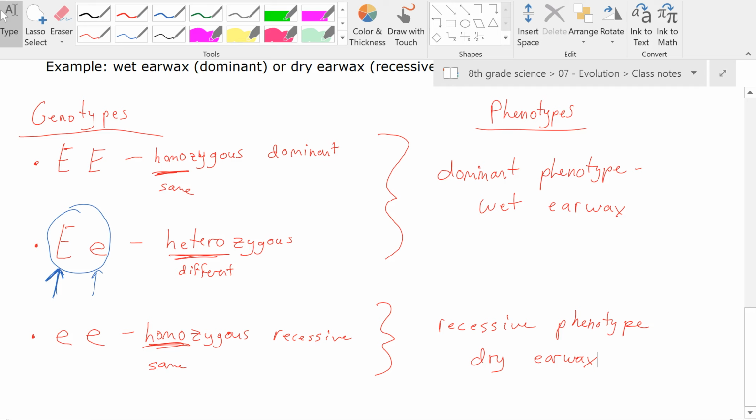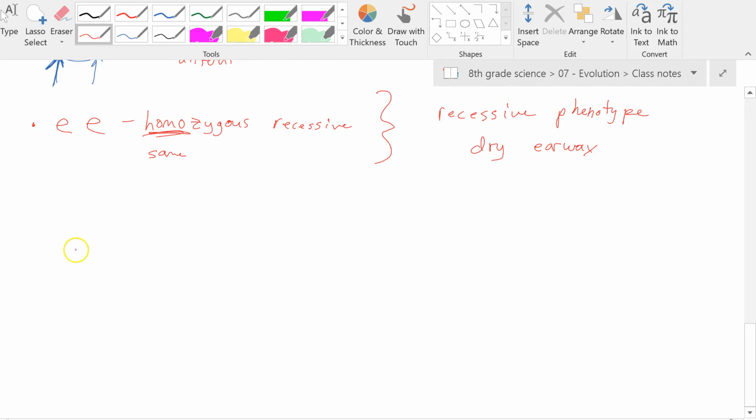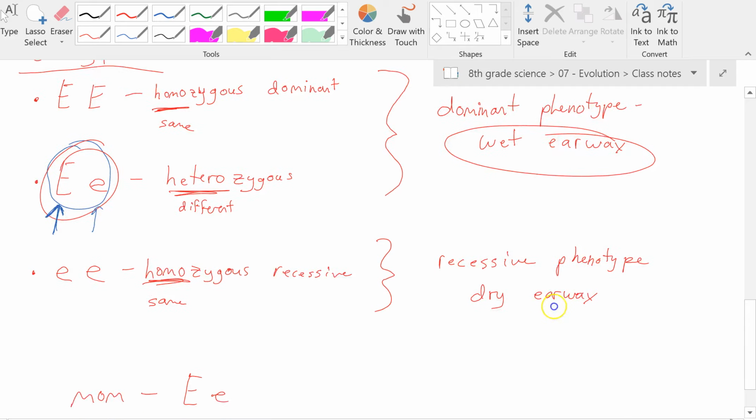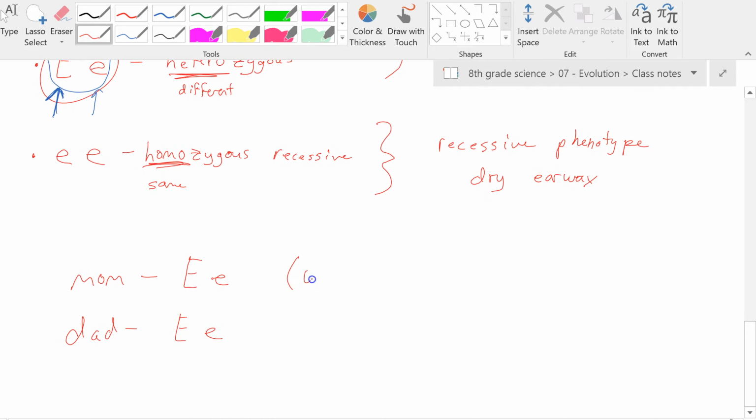Now, one thing that can happen here is that two parents with wet earwax could actually produce a child with dry earwax. So let's say that mom has big E, little e, and dad also has big E, little e. So big E, little e here goes with wet earwax. So they both have wet earwax.